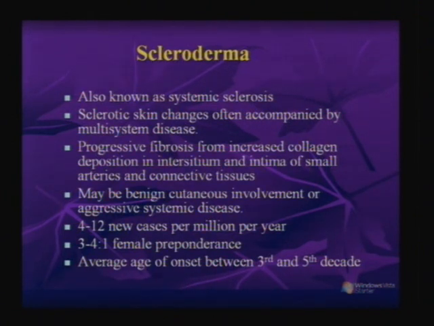Now, Scleroderma, the first disease to be taken up, is also known as systemic sclerosis. Sclerotic skin changes are often accompanied by multisystem disease. Progressive fibrosis with increased collagen deposition in the interstitium and intima of small arteries and connective tissue is the histopathological hallmark. It may be benign cutaneous involvement or aggressive systemic disease. There are 4 to 12 new cases per million per year, with a female preponderance of 3 to 4:1, and the average age of onset is between the 3rd and the 5th decade.